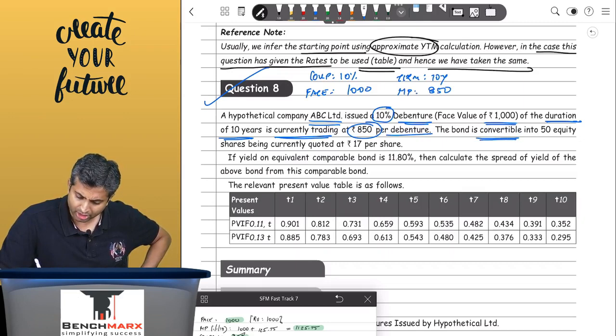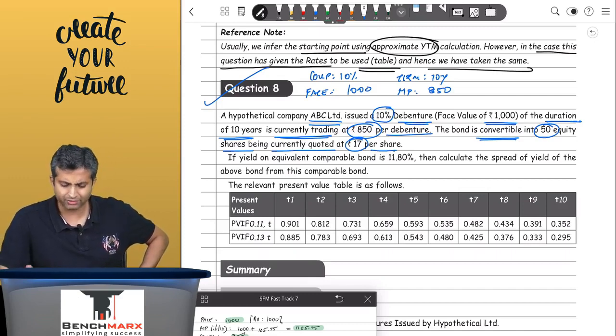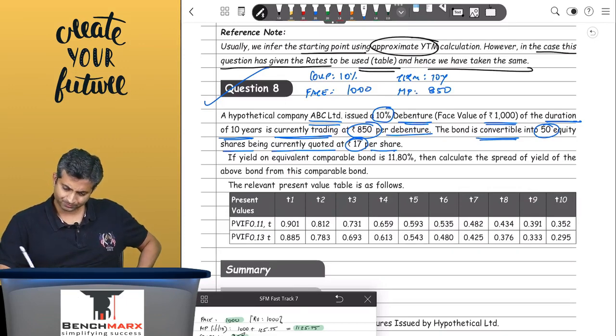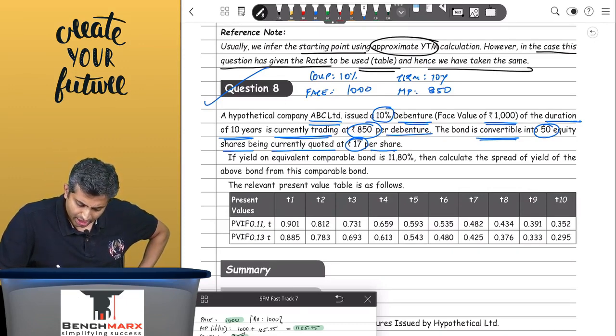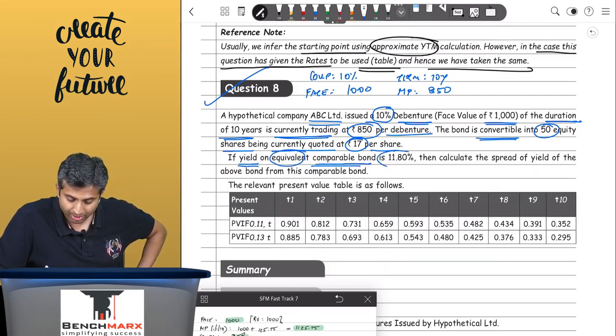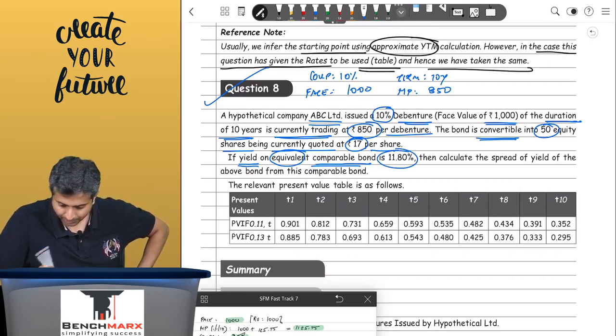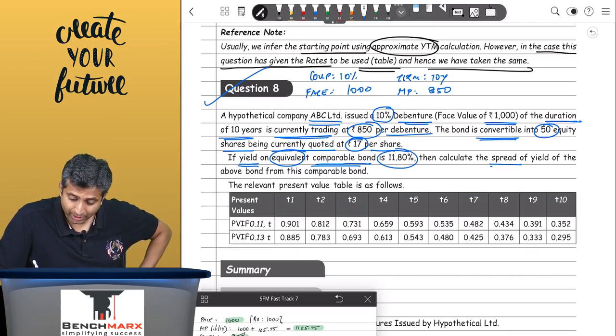The bond is convertible into 50 equity shares being currently quoted at rupees 17 per share. So if you convert the bond, you will get 50 shares, each share being worth 17 rupees. That is fine. If the yield on an equivalent comparable bond is 11.8%, then calculate the spread of the yield of the above bond from the comparable bond.